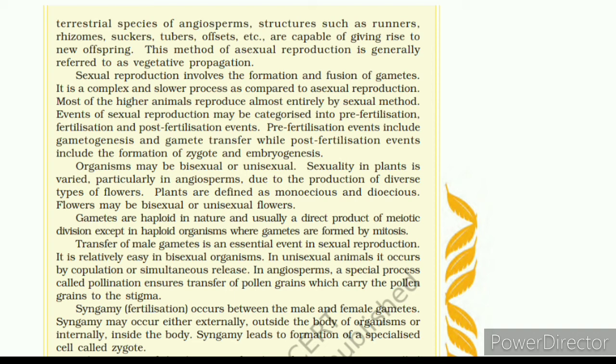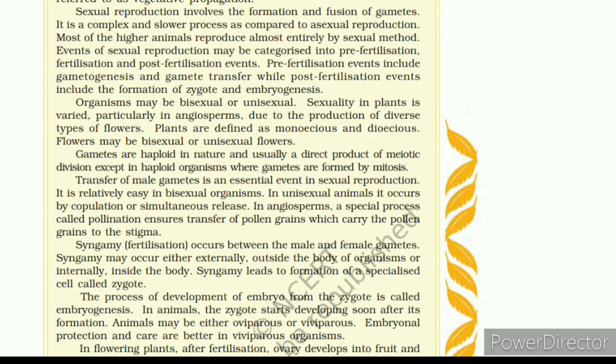It is relatively easy in bisexual organisms. In unisexual animals, it occurs by copulation or simultaneous release. In angiosperms, a special process called pollination ensures the transfer of pollen grains to the stigma. Syngamy occurs between male and female gametes.